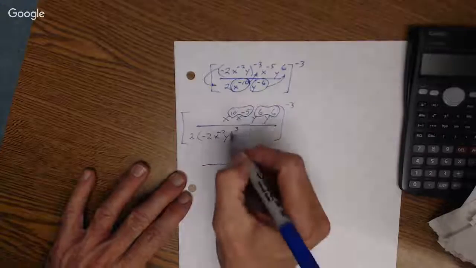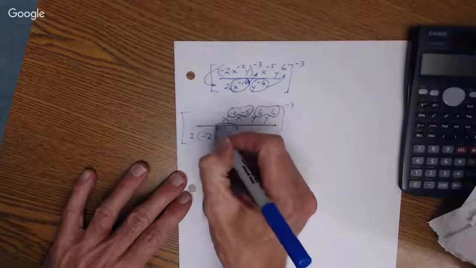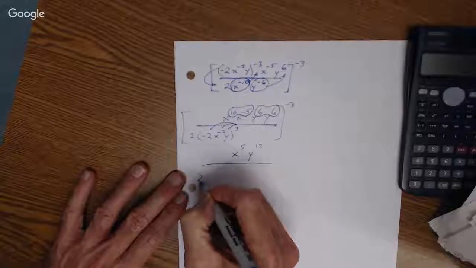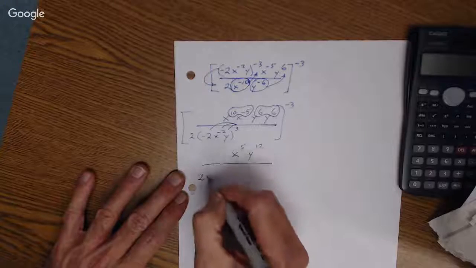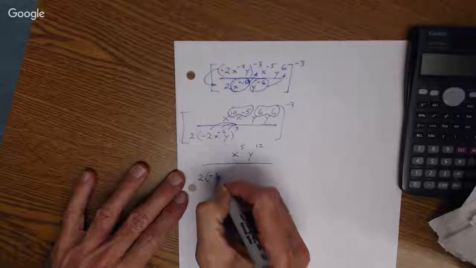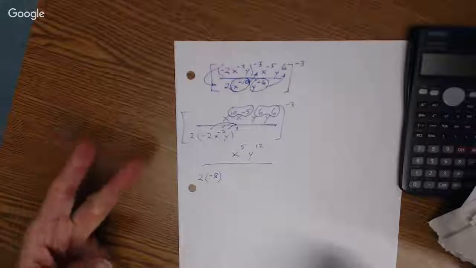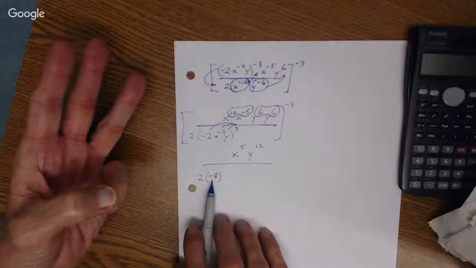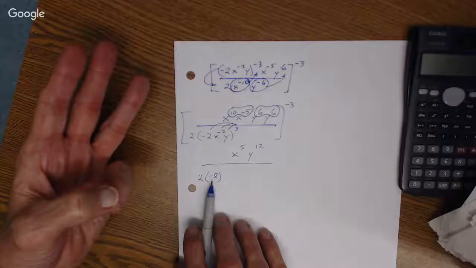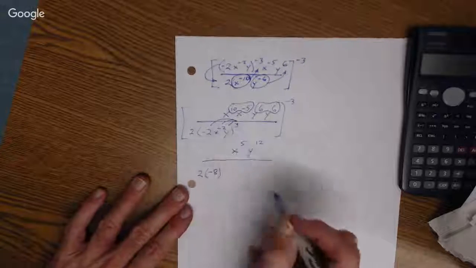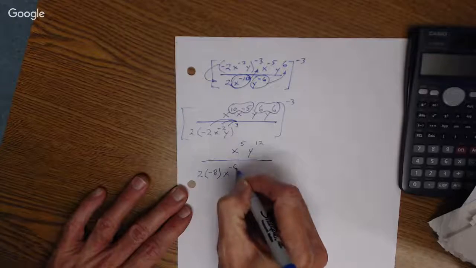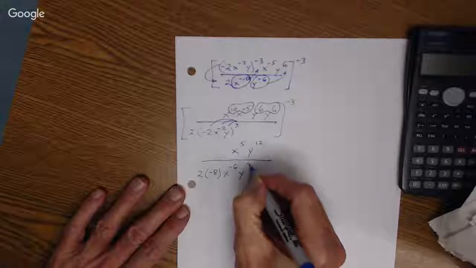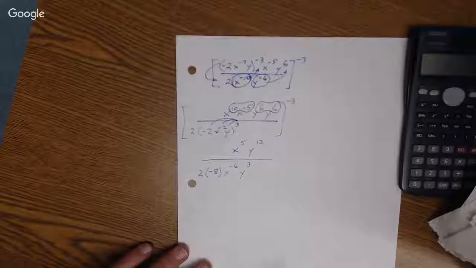On the bottom, I'm going to cube everything inside this parentheses now. So the 2 outside is still there. That doesn't change. Negative 2 when I cube it becomes negative 8. Negative 2 times negative 2 is positive 4, times negative 2 is negative 8. So negative 2 cubed is negative 8. x to the negative 2 cubed becomes x to the negative 6. And y to the first cubed becomes y to the third. Okay?